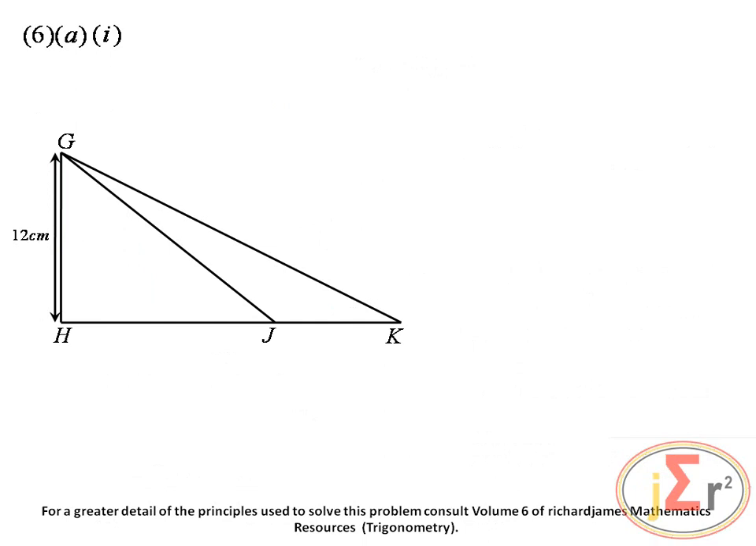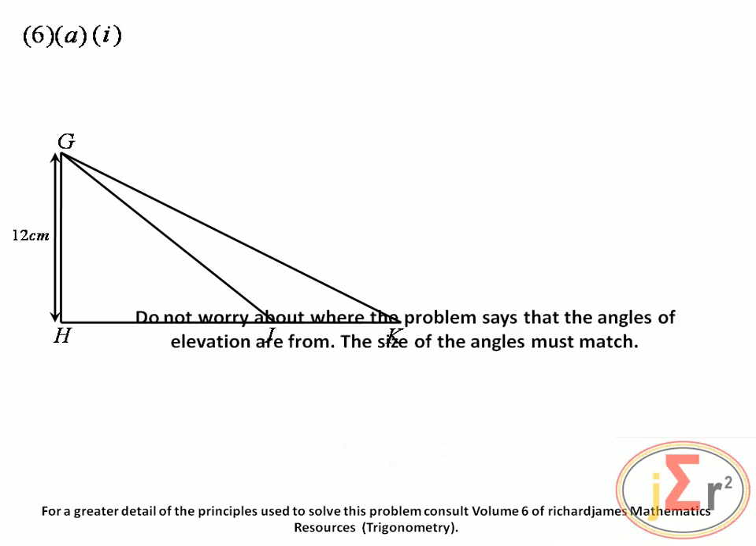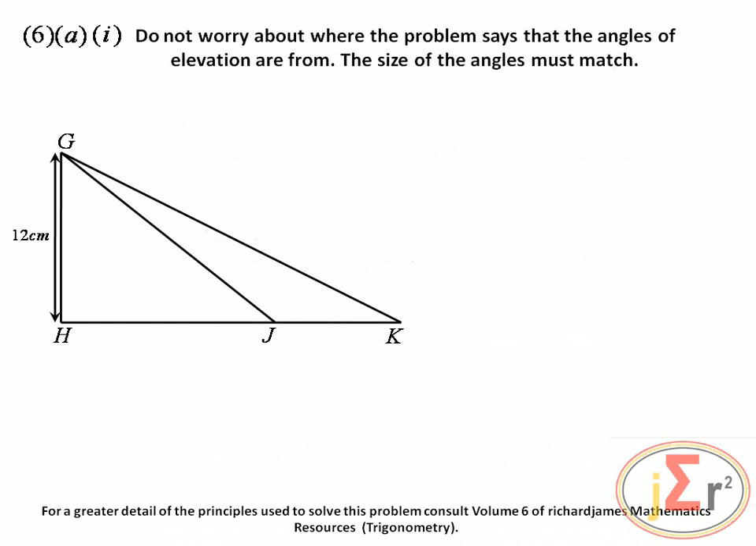In the diagram, GH is a vertical pole standing on a horizontal plane, and H, J and K are points on the horizontal plane. And of course, no doubt, we know that the vertical and the horizontal are at right angles to each other. Therefore, the triangles that we are going to be working with are going to be right-angled triangles. So do not worry about where the problem says the angles of elevation are from. The size of the angle must match.